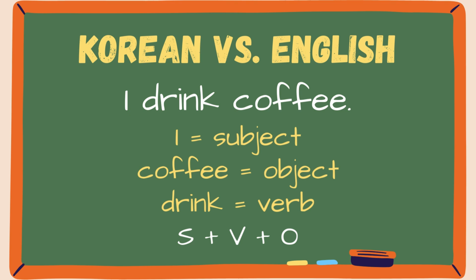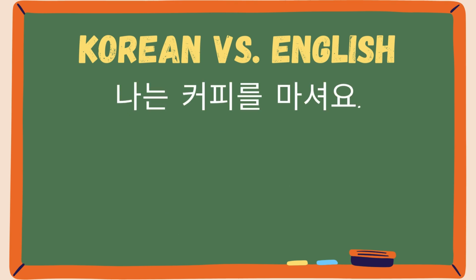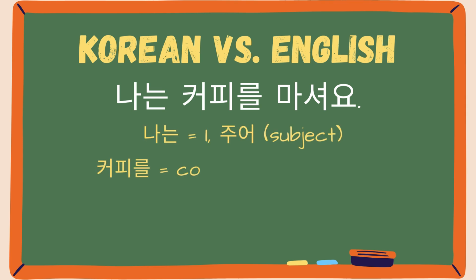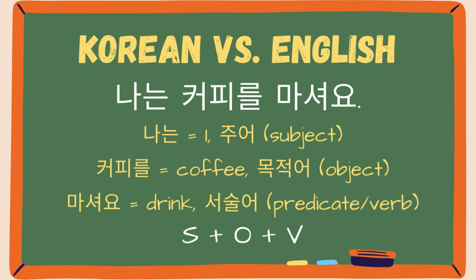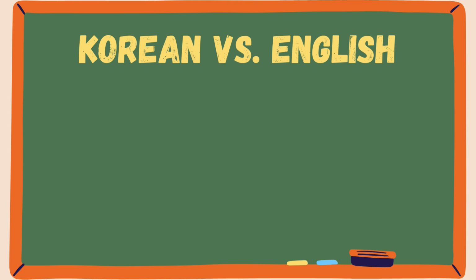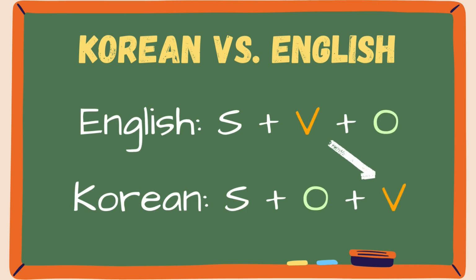But in Korean, it flips a little. 나는 커피를 마셔요. Here, 나는 is the subject, 커피를 is the object, and 마셔요 is the verb. So the order is subject, object, and verb. Remember, in Korean, the predicate usually comes at the very end of the sentence.